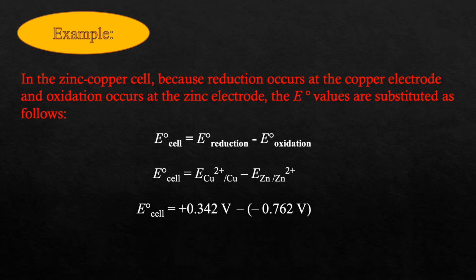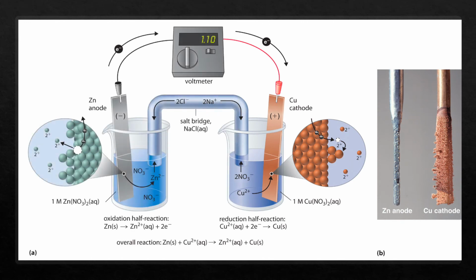By substituting their values, the cell potential equals positive 0.342 volts minus negative 0.762 volts. So the cell potential is positive 1.10 volts. We can confirm our answer by the voltmeter reading in the zinc copper electrode, as it measured 1.10 volts.